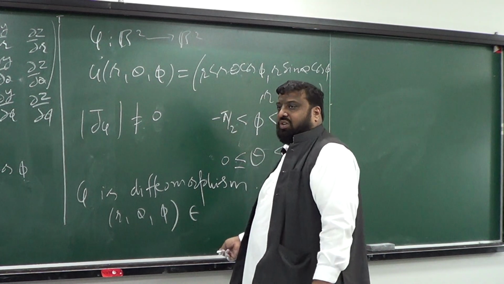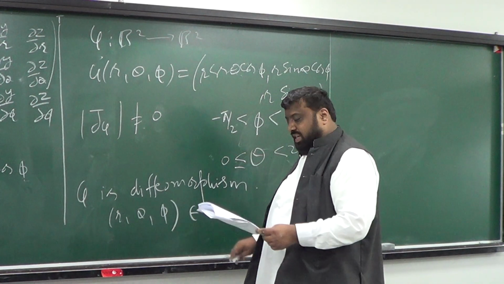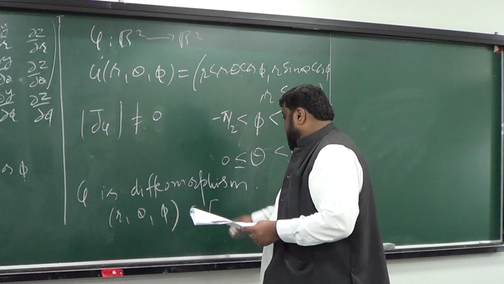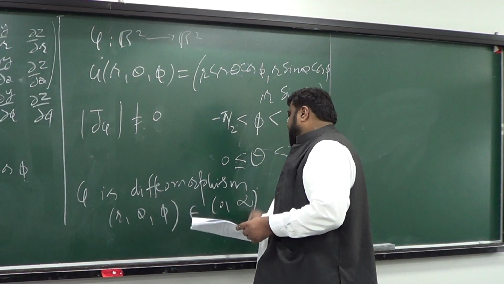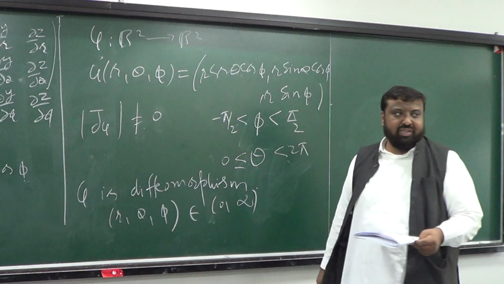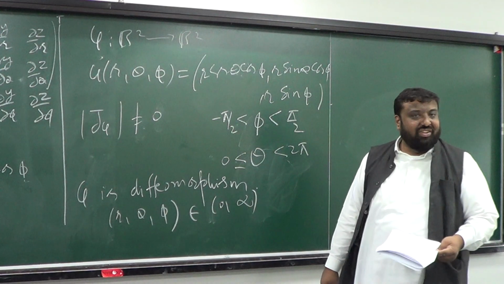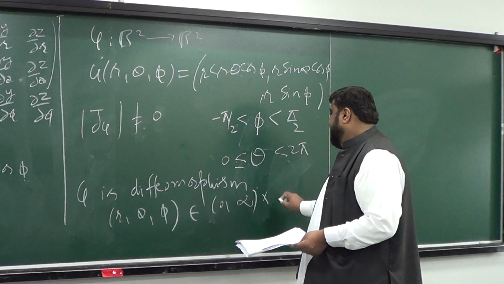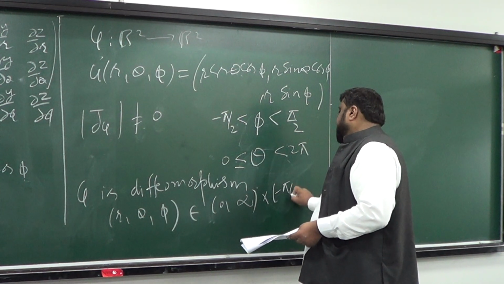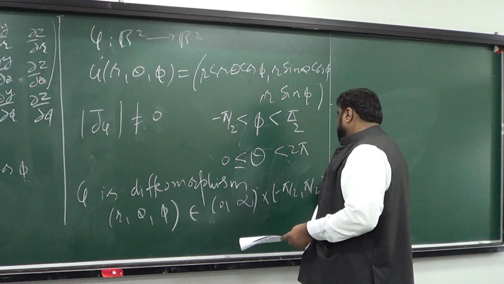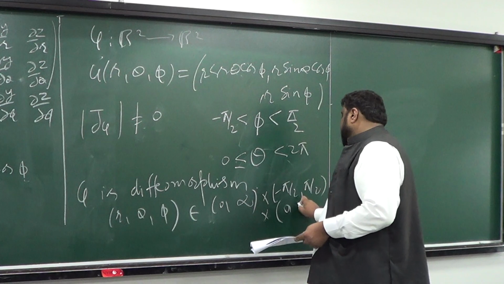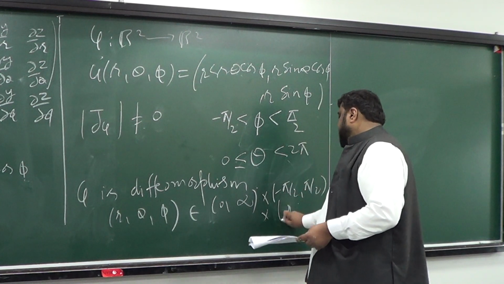There is no restriction on r. So r could be anything, but let's not treat it as 0, because if you have 0, you have nothing. You are sitting at the origin. And theta should be between minus pi by 2 to pi by 2, and your phi should be between 0 to 2 pi.